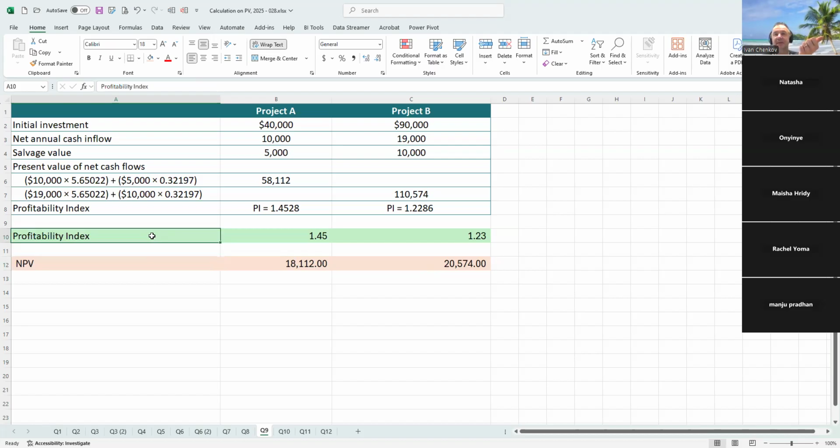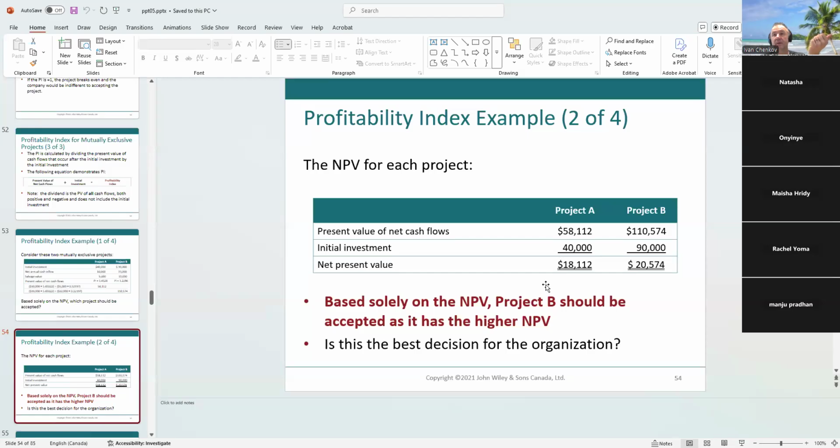If you have $130,000 to invest, yes, you invest in both projects. But if you have money only to invest in one of those, go with the higher profitability index. It's all about the resources. If you have limited resources, then choose the higher profitability. Again, as you can see, the net present value of project B is higher than that of project A, but we're not going with project B, we're going with project A.